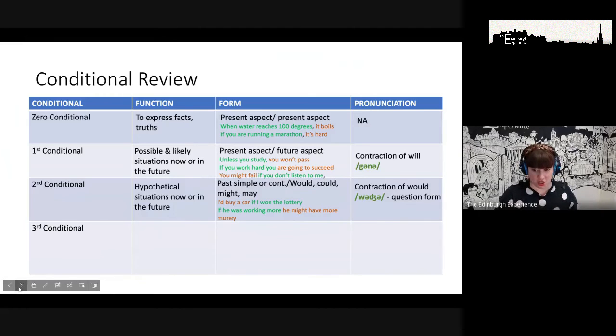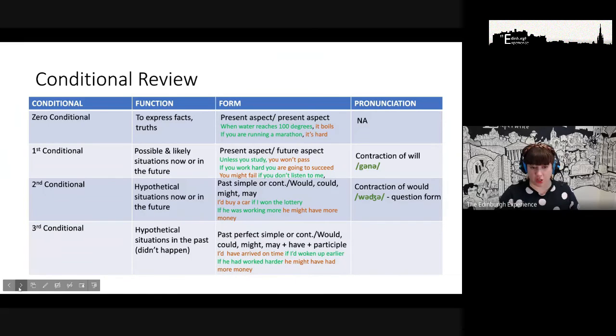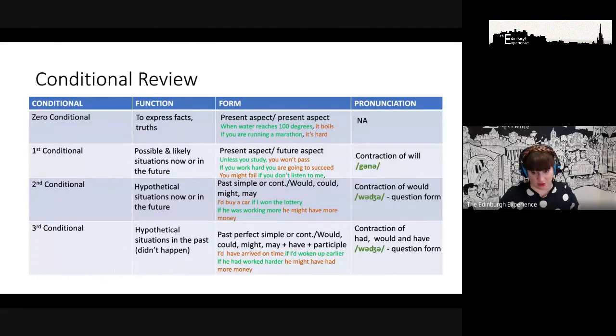And finally, the third conditional, this is to talk about hypothetical situations in the past, which means they did not happen. To construct that, we're using the past perfect simple or continuous in the situation clause. And in our consequence clause, those variety of modals again, would, could, might, or may, but instead of the infinitive, this time we use "have" and the participle to express that past aspect. And in terms of pronunciation, this is the biggest challenge. We've got to contract all of these modal and auxiliary verbs.